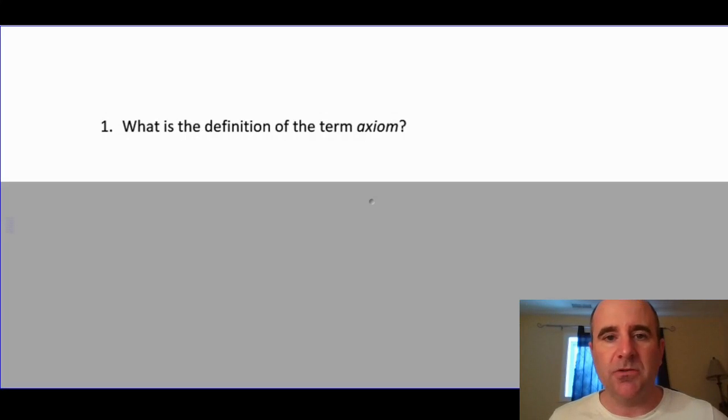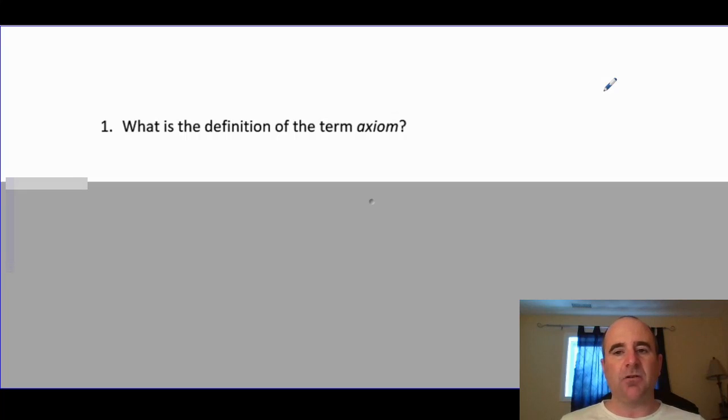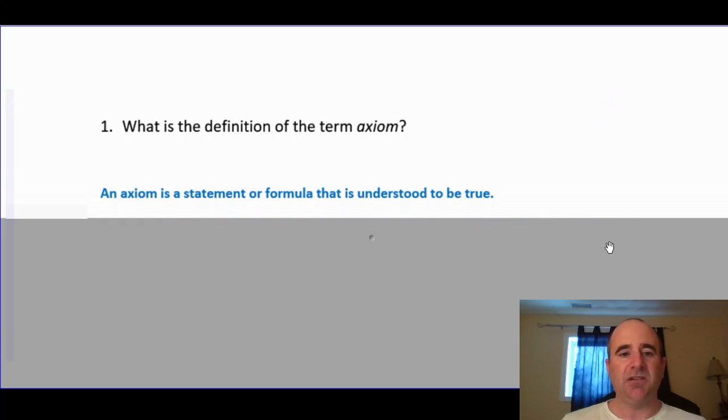If you want to prove something in trigonometry and just in mathematics in general, then there has to be certain facts or things that we're allowed to assume are true. For example, if I'm going to do anything in math, I'm going to assume that 2 plus 3 is 5, and there's really no arguing about that. These facts that we assume to be true in a proof system are called axioms. So in general, an axiom is a statement or formula that is understood to be true.